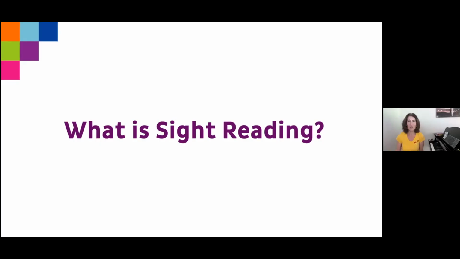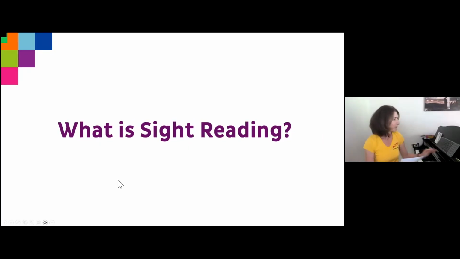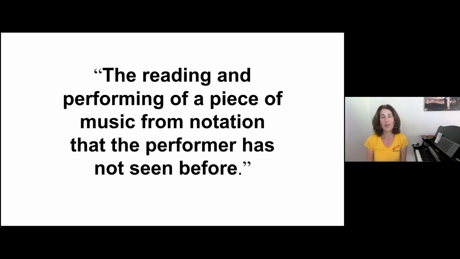So here's what I consider to be the definition of sight reading. I think it is the reading and performing of a piece of music from notation that the performer has not seen before. And I think it's really important to have the word performing in there because it really is supposed to be a fluent performance with no fixing. When we're sight reading something, we cannot stop and practice it. We cannot try to fix things. We have to keep going no matter what. That's why we're always saying to our students, keep going, keep going, keep going. It is really just like performing.